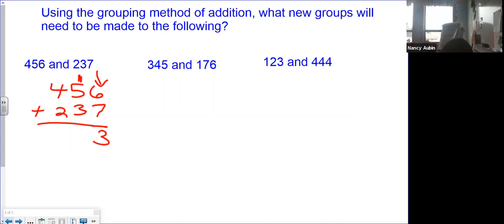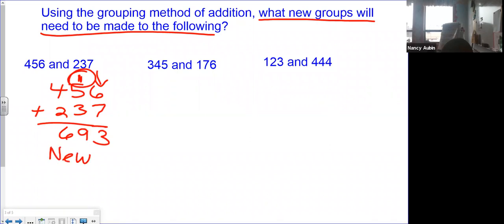1 plus 5 plus 3, am I going to make a new group? No, because it's just 9. In the hundreds place, am I going to make a new group? No, so when it asks me what new groups will need to be made, what new group am I making? Just a new 10. How do I make a new 1? You're never going to make a new 1. You're either going to make a new 10 or a new 100. So when you get to problems like this, if that language is confusing to you, remember, you're only making new 10s or new 100s.